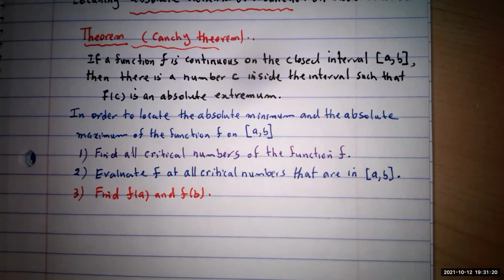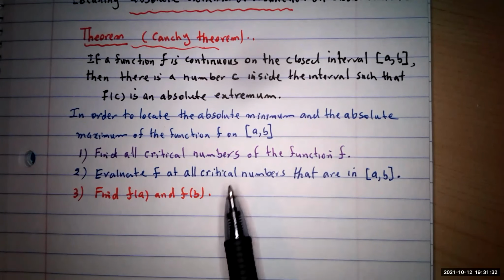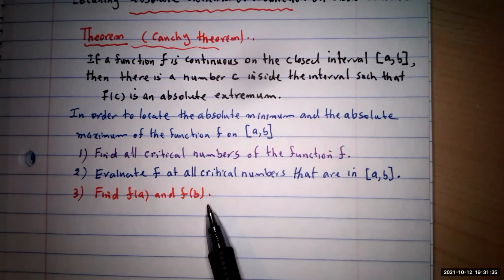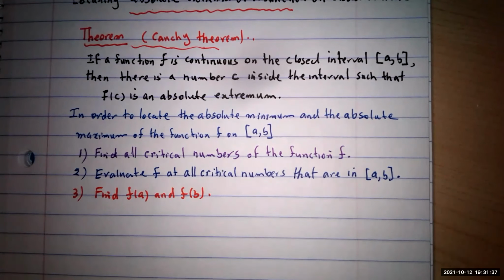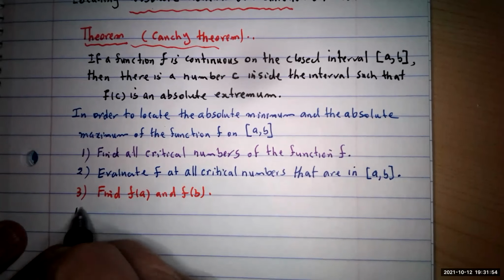So you get a bunch of numbers: some numbers in part two and two numbers in part three. You compare them together. The smallest value is the absolute minimum, the largest value is the absolute maximum, and you're done. You know from the theorem that we talked about that they are the candidates, so you compare them together. The smallest one is going to be the minimum, the largest one is going to be the maximum. So that would be step four: compare them together.